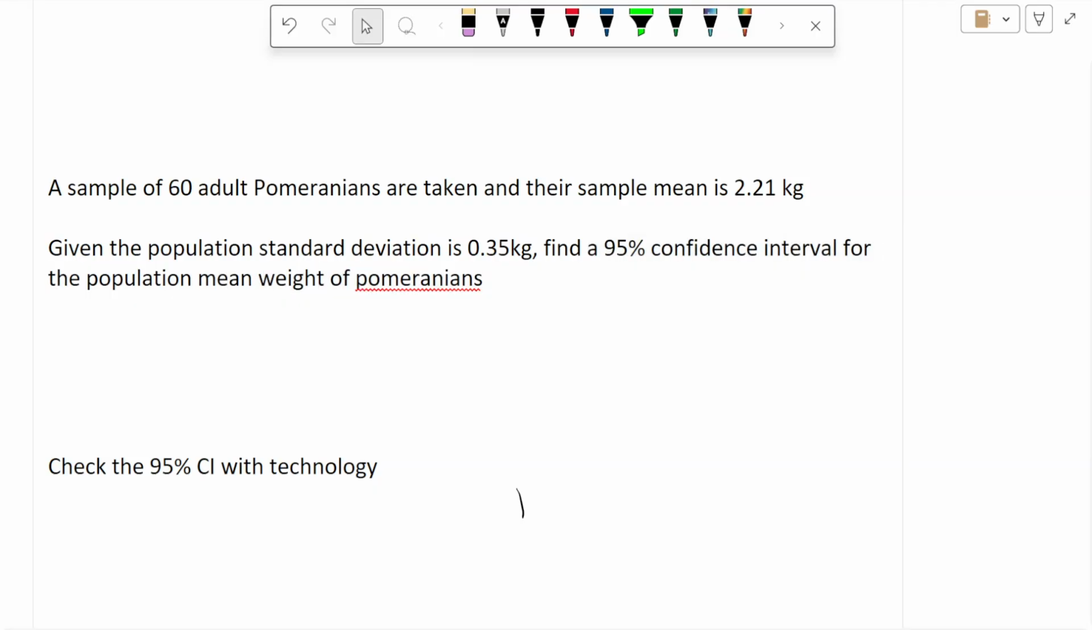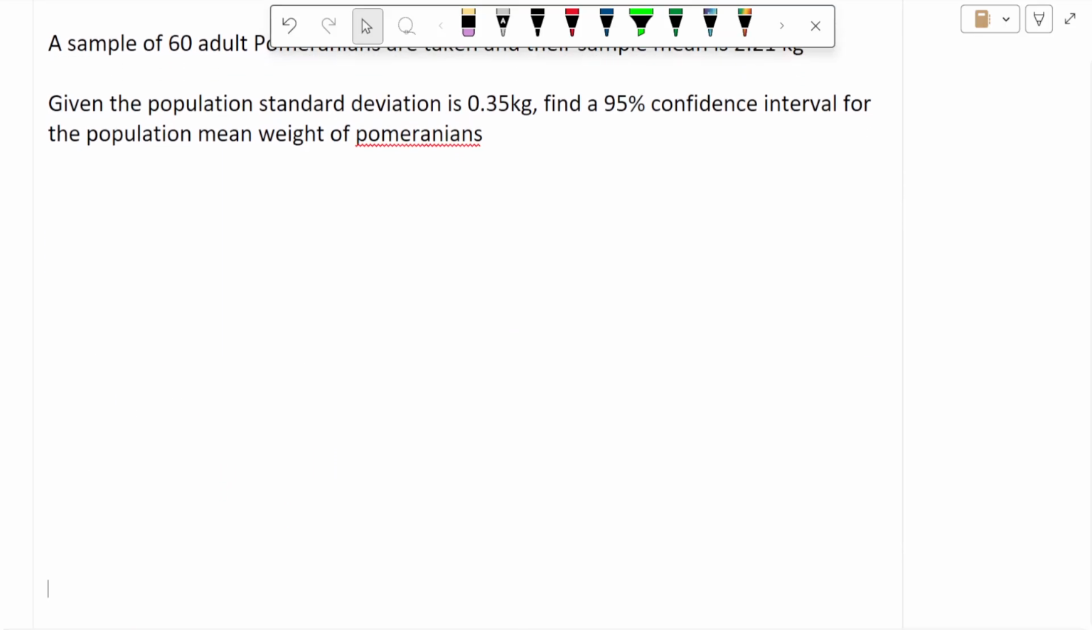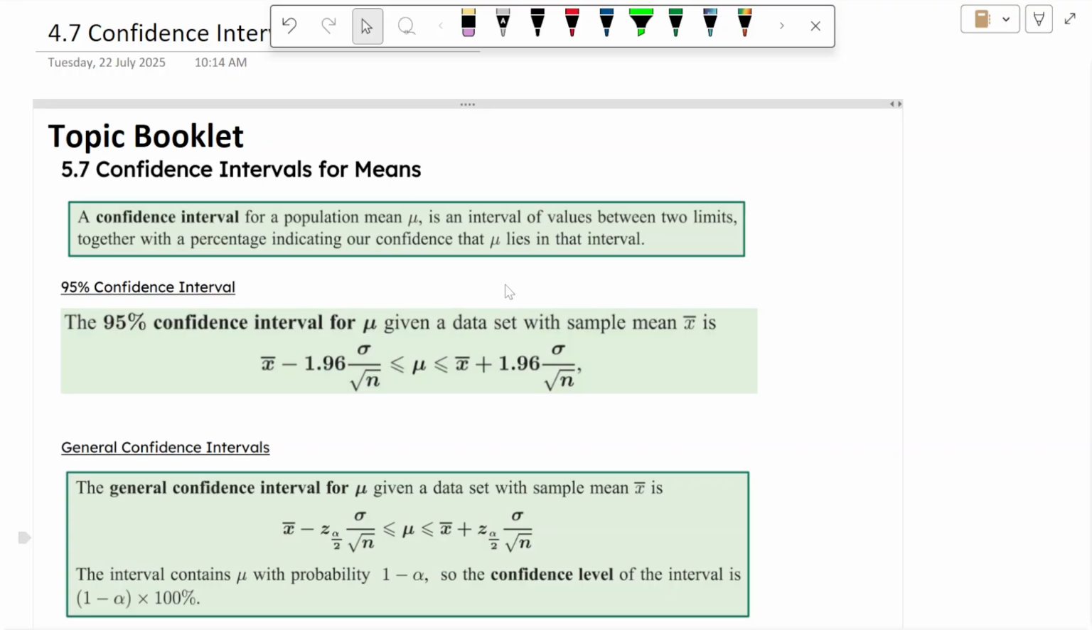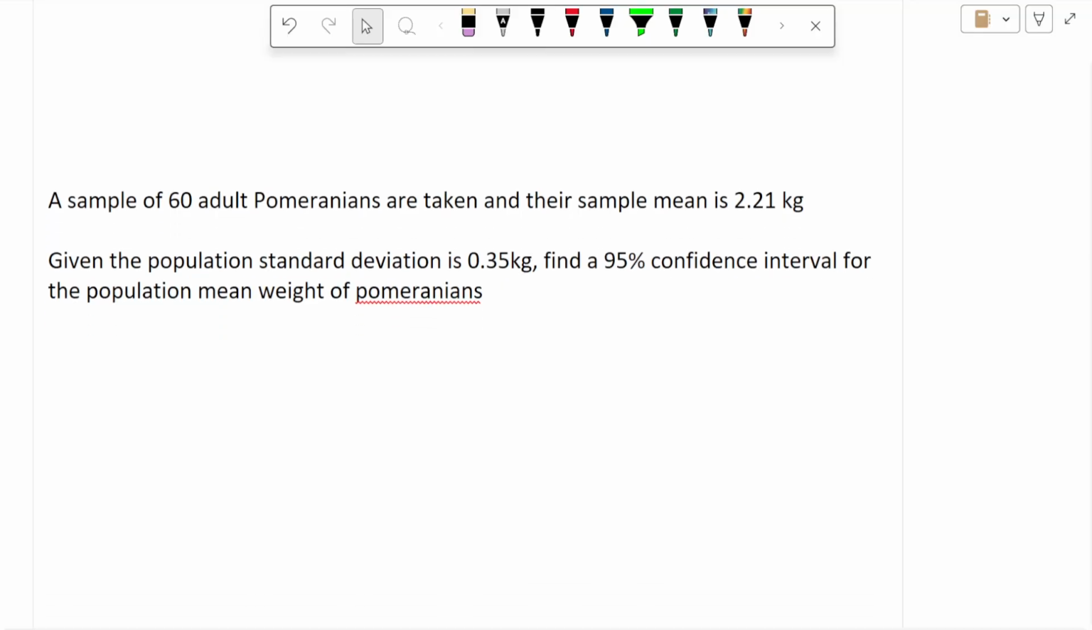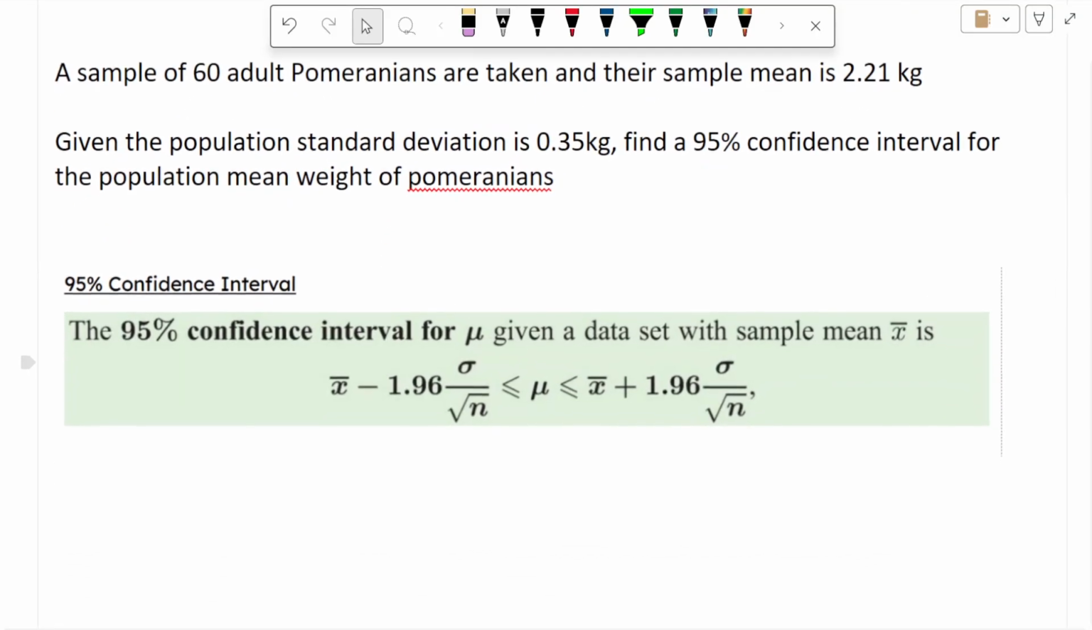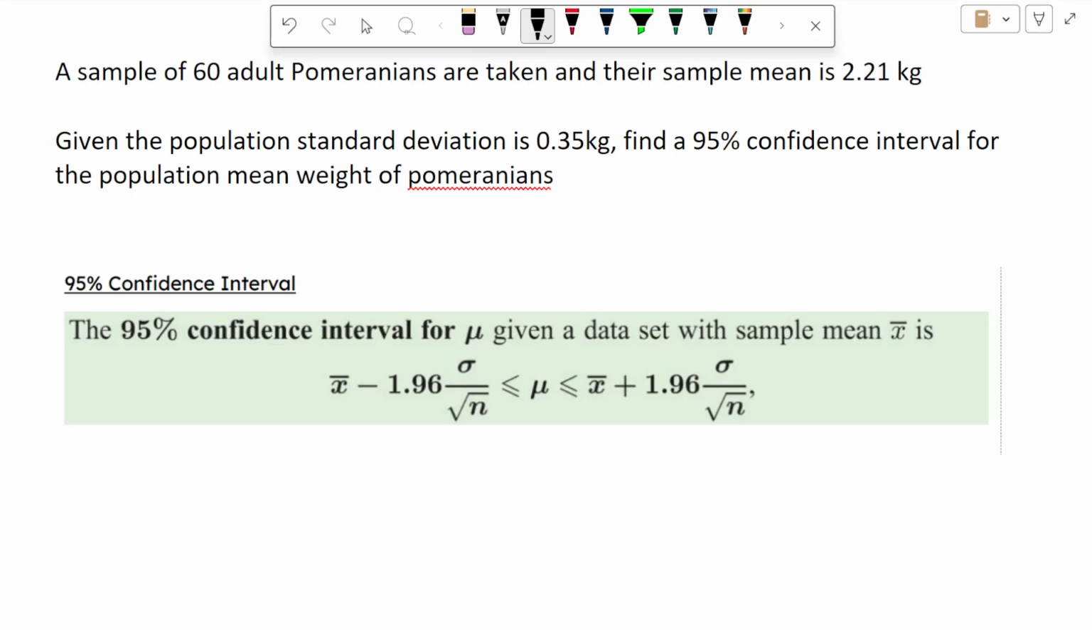Okay, so we're going to do this by hand. This is probably one of the only times you will ever do this by hand. Here's a formula. It is horrible, really bad, but there it is. So we'll take that formula and we're just literally going to apply it. So x bar is the sample mean, so it's 2.21. That's x bar. Take 1.96 times, now the standard deviation is 0.35 and the n value is 60. And then the right hand side is literally the exact same thing but with a plus.